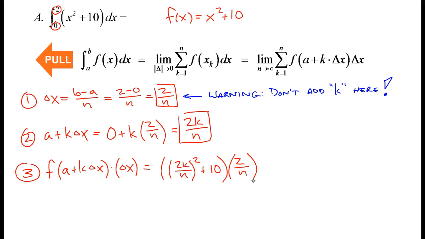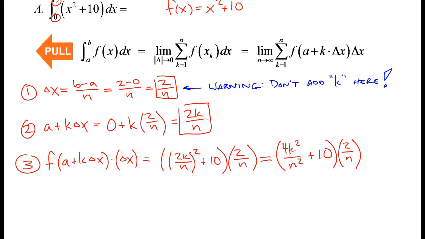Okay, so let's do a little bit of simplification here, but not a whole lot. What I'm going to show you is I'm just going to square this term right here, so that's going to become 4k squared over n squared. I have to add 10 to that, and then I have to tack on my delta x at the end. And I'm going to stop right there. The reason why is because in this form you can still see the f of x portion of the Riemann sum as well as the delta x or dx portion. So you can still see each of those components.